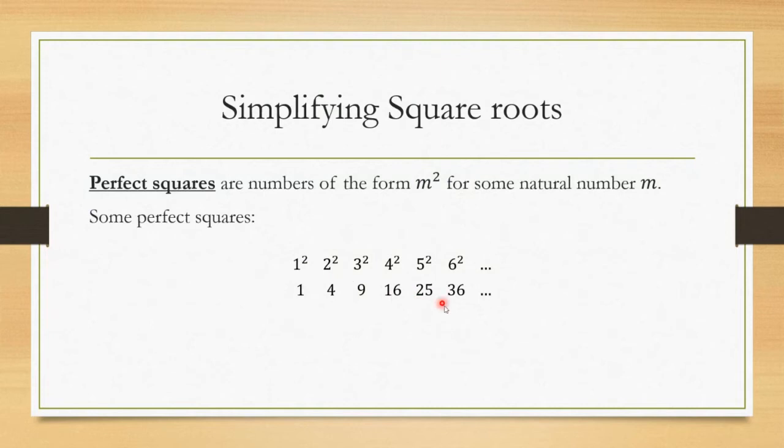So here are some perfect squares. We have 1 squared, which is just 1. So 1 is a perfect square. 2 squared, m here is 2, so that's 4. 4 is a perfect square. 3 squared is 9. So 9 is a perfect square. And so on and so forth. Of course, there would be infinitely many, since there are infinitely many possibilities for m. So these are the perfect squares.